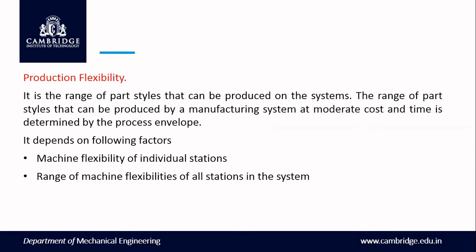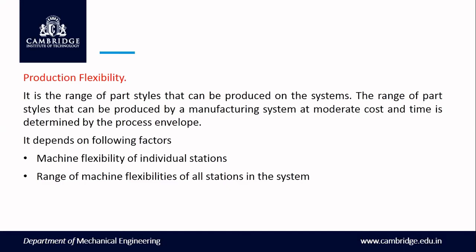Now another thing is called production flexibility. What is production flexibility? Before that, flexibility I told is change or upgradation, whatever it may be. In production, how are you supposed to have flexibility? It is the range of part styles or parts variety that can be produced by a manufacturing system at moderate cost, that is, low or moderate cost, and the time is determined by the process. That is called production flexibility.